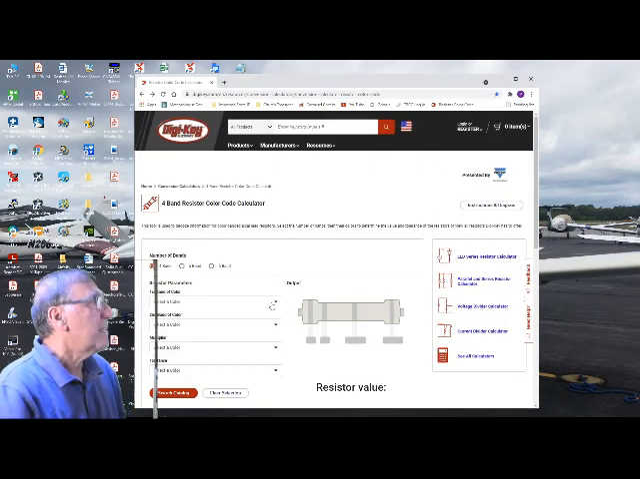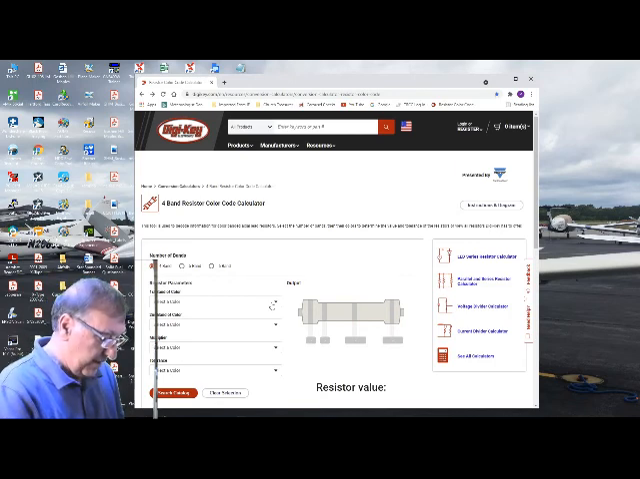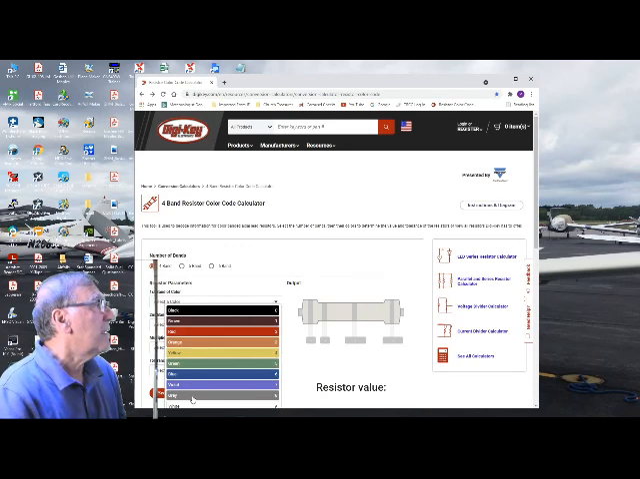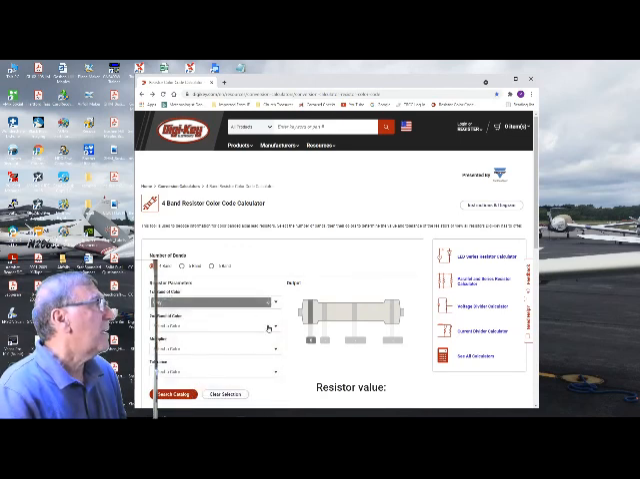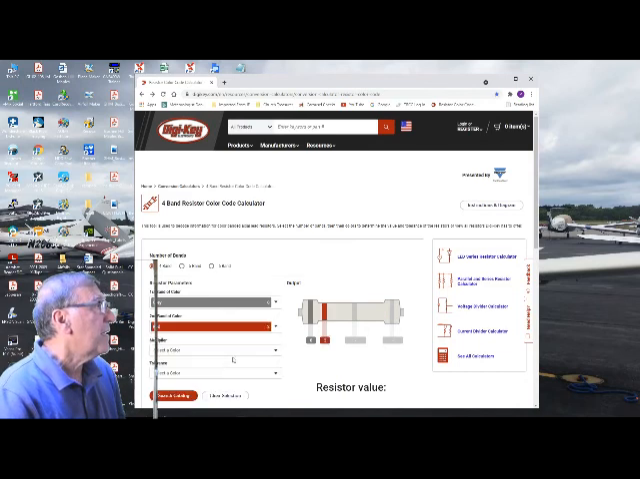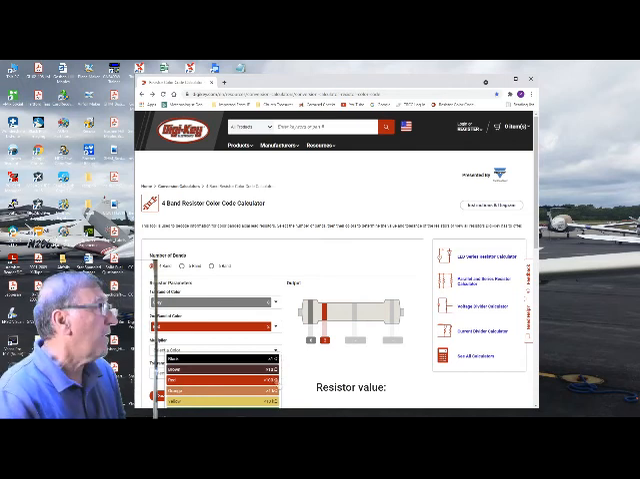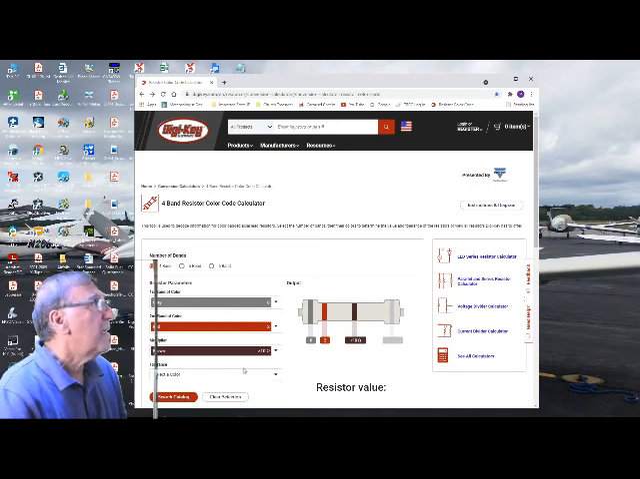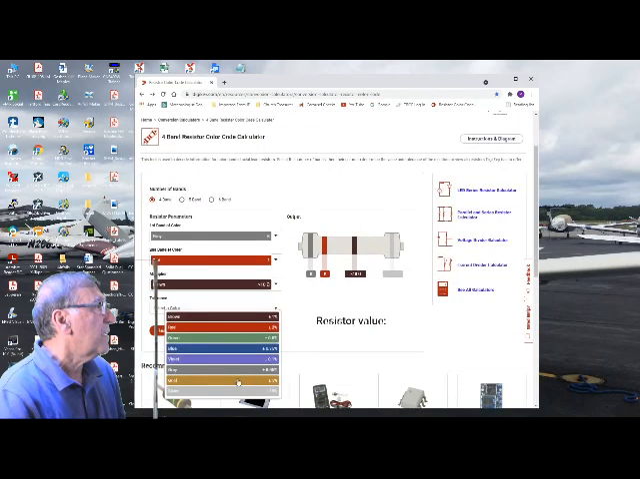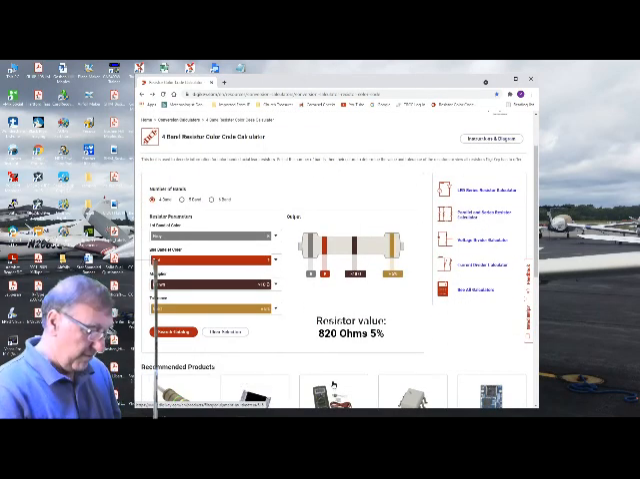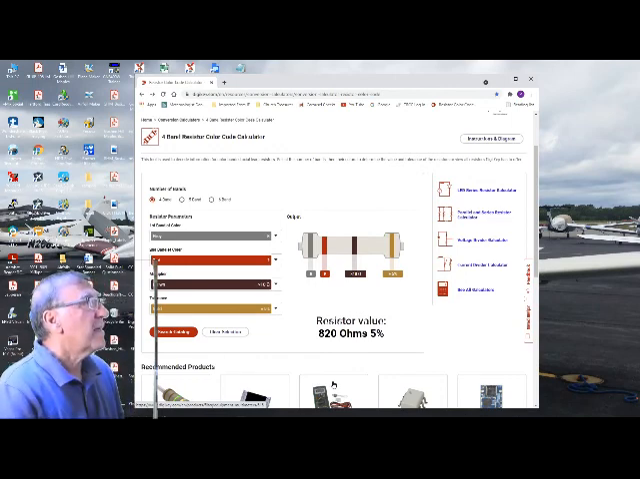We'll put in the color of the bands, which is gray. Second band is red. Third band is brown. And the tolerance band is gold, which is 5%. Okay, so there's our resistance by the bands, 820 ohms at 5%.